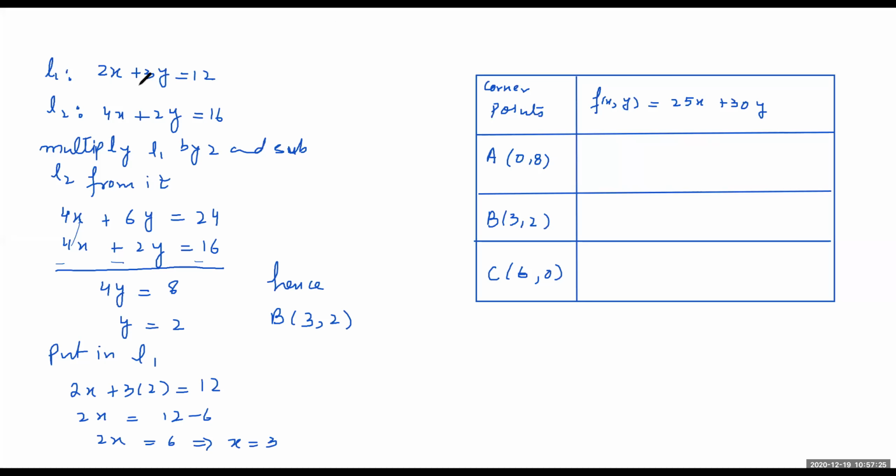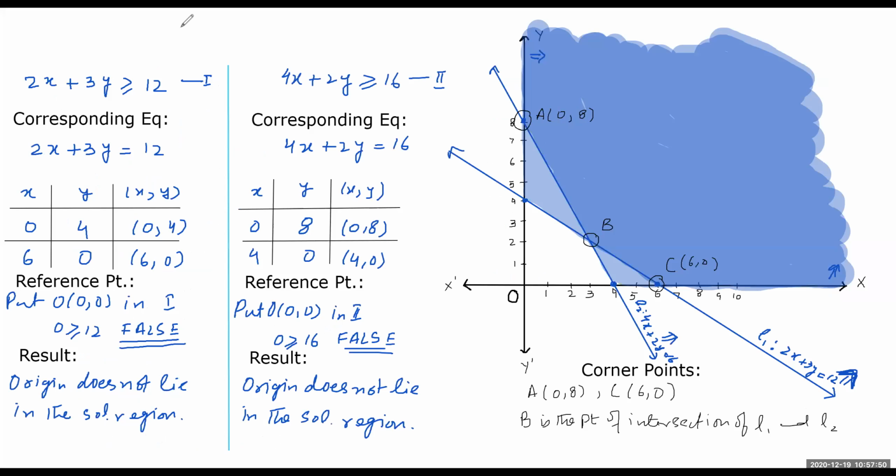Here you can see L1 is 2x plus 3y equals 12, L2 is 4x plus 2y equals 16. Solve the two simultaneously: multiply L1 by 2 and subtract L2 from it. As a result, you will get 4y equals 8, or y equals 2. Put in L1 and you get x equals 3. Simple calculations. Hence, the point B becomes 3, 2. Let's write this point on our graph, as we have mentioned all the corner points on it. Corner point B is 3, 2. And now we go to our original question.